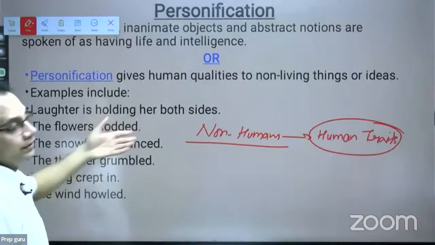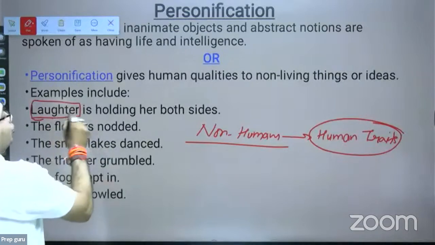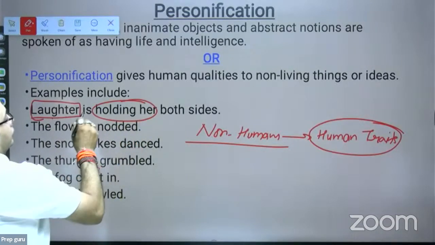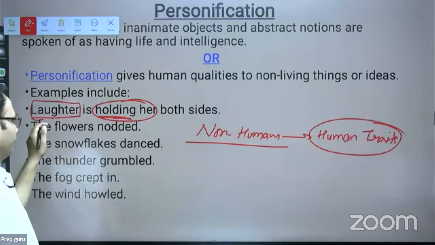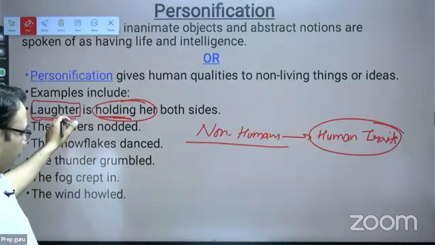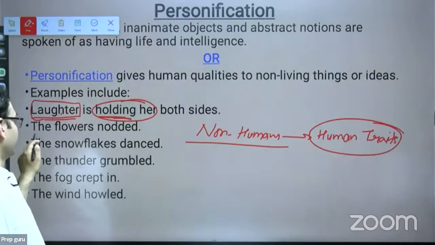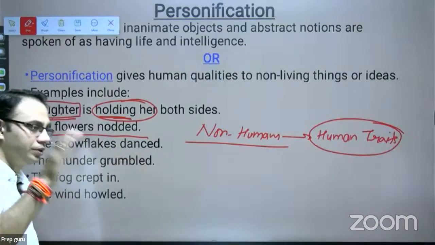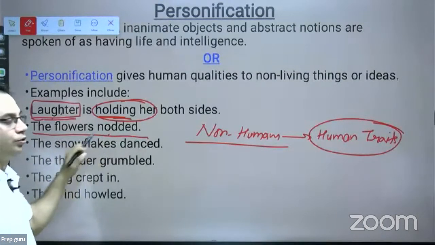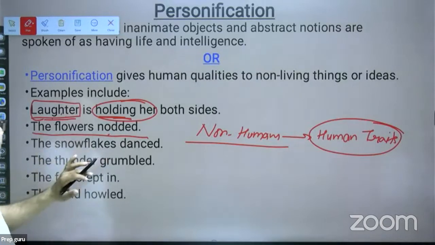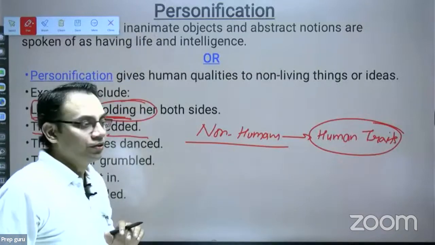Laughter is holding her both sides. No, laughter is not a person, but I am attaching human traits. Holding means hold कौन करता है? Humans. So it is what? I am giving the human trait to laughter word. So it is what? It is the case of personification. The flowers nodded. Nodded means झुक जाना. Flowers action किसका बता रहा हूं मैं? Flowers के लिए humans का, right? So it is the case of what? Personification. The snowflakes dance.